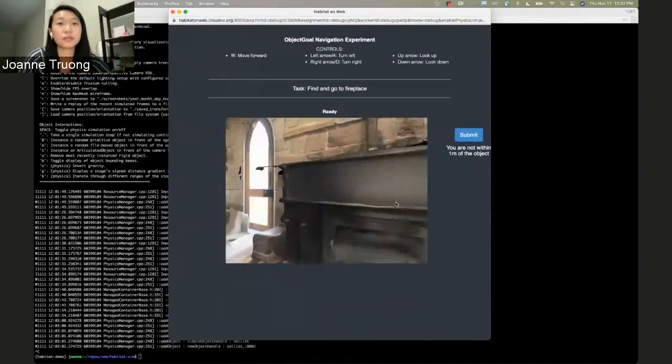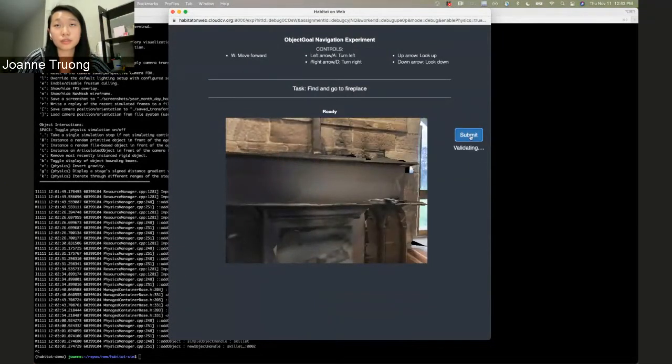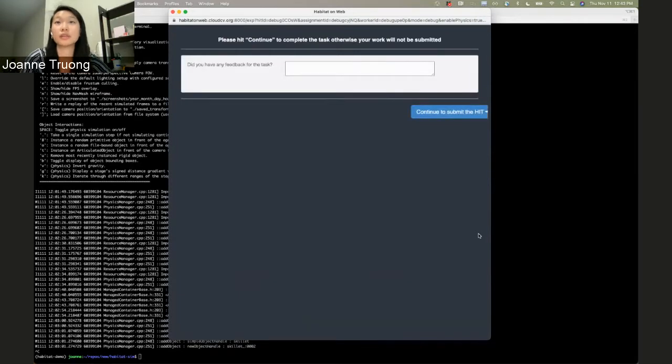Yep, and so I think I found the fireplace, so I'll click submit, and then hopefully it'll accept my answer. And so this is what the Mechanical Turker would see, and so they would have completed this task.